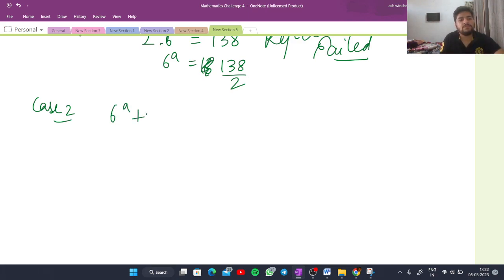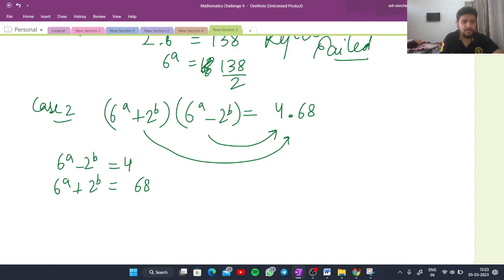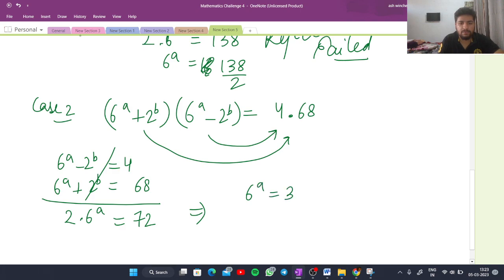Now taking other values, case 2, where we take 6 raised to power a plus 2 raised to power b and 6 raised to power a minus 2 raised to power b as the product of 4 into 68. Now the minus one will be the smaller number and the plus one the bigger number, so 6 raised to power a minus 2 raised to power b will be 4 and 6 raised to power a plus 2 raised to power b will be 68. Now again we'll add both these terms. The b terms cancel out and this will be 2 into 6 raised to power a equal to 72. Further solving this, 6 raised to power a is equal to 36 as 2 will divide 72.